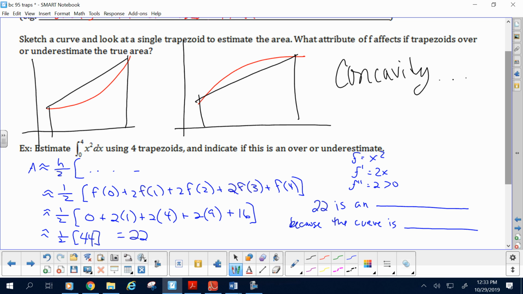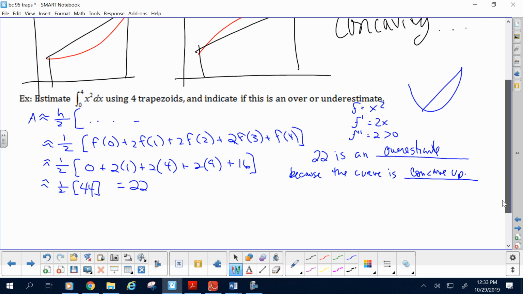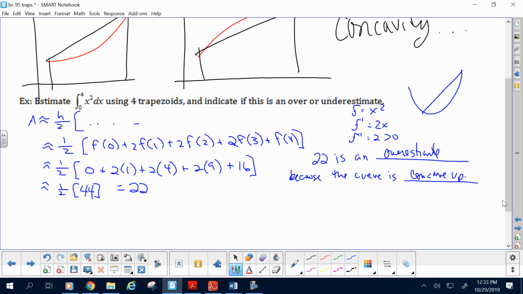Did you get 22 as I did for the estimate? Okay, is this an over or underestimate? Overestimate, because the curve is concave up. Okay, so 22 is an overestimate because the curve is concave up. You follow? Okay, cool. Now, let's talk about how much of an overestimate.